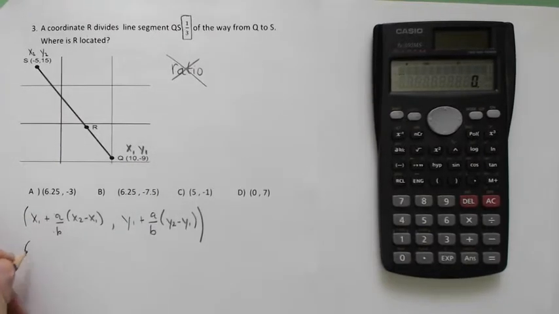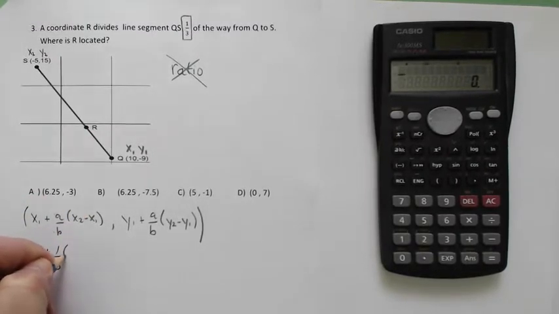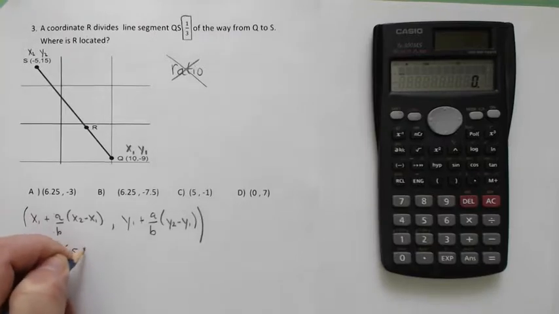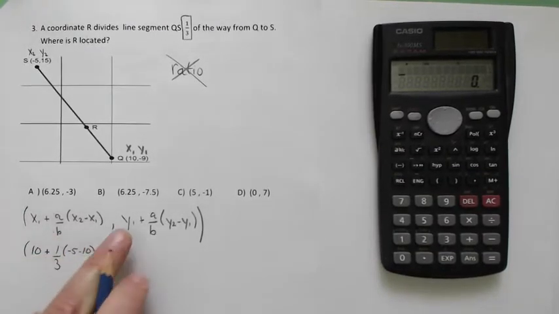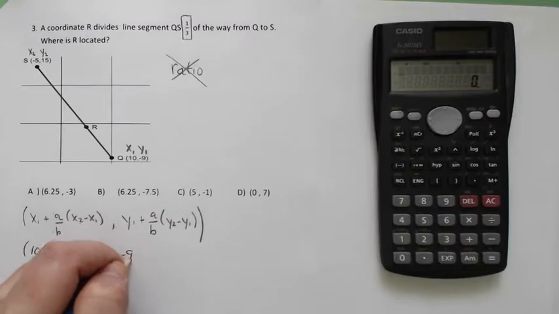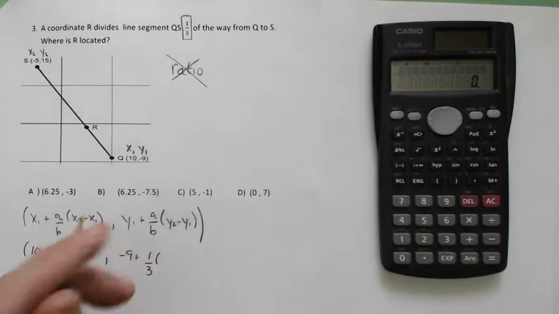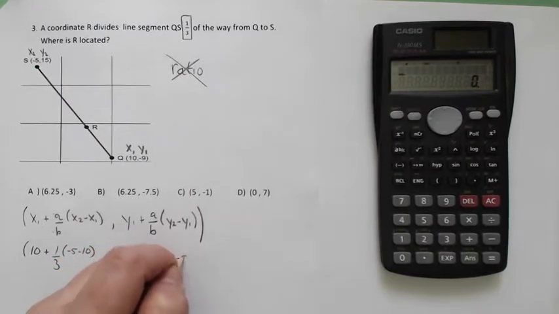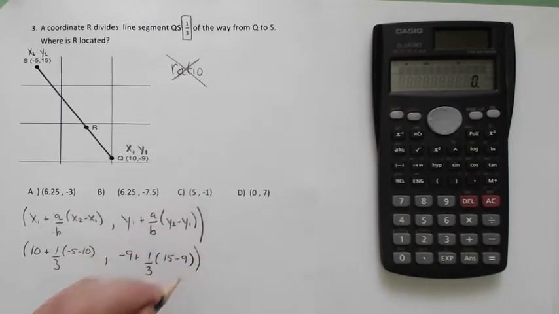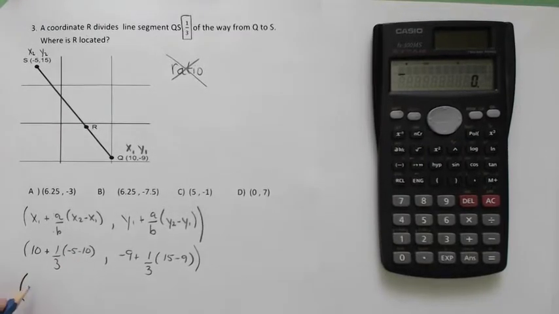So open my brackets up. That's going to be a 10 for my x1. I'm going to add to that the fraction, which is 1/3 of the way. Now x2, which is -5 minus 10. I'll set it up for the y also. y1 is going to be -9 plus 1/3. Fraction's done. y2 is 15 minus 9. So really simply, brackets, 10 plus 1/3 of -5 minus 10 is -15.